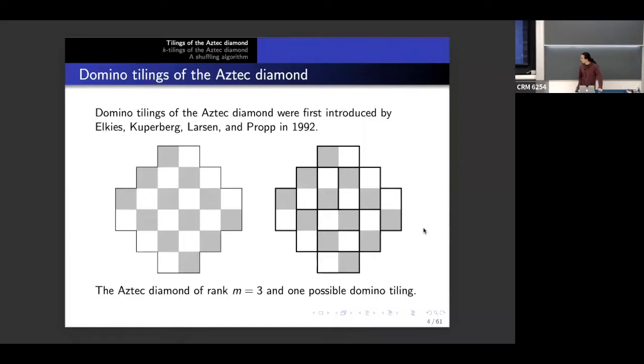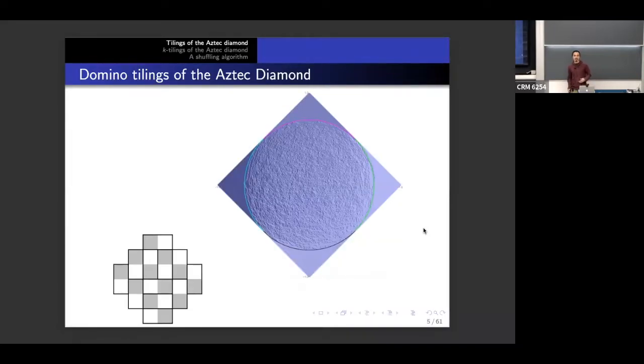So here's rank 3. But you can ask, what does, say, a uniformly random tiling look like for a very large rank? And so here I think is rank 256 or something like this. And it's well known that the domino tilings exhibit the limit shape phenomenon. So generically, we'll have some frozen regions in the corners where all the dominoes are in a fixed orientation, some disordered region in the center where the dominoes are kind of wild, and some boundary between these frozen regions and the disordered region.